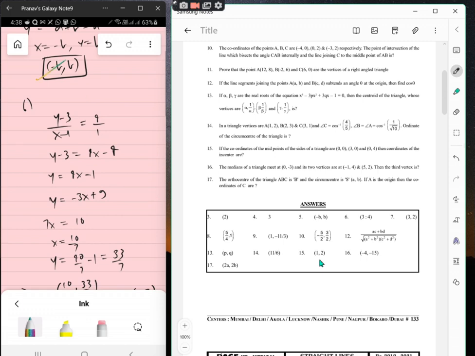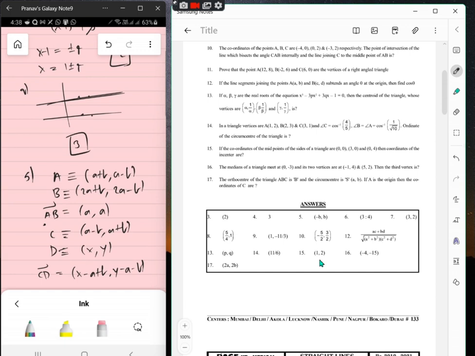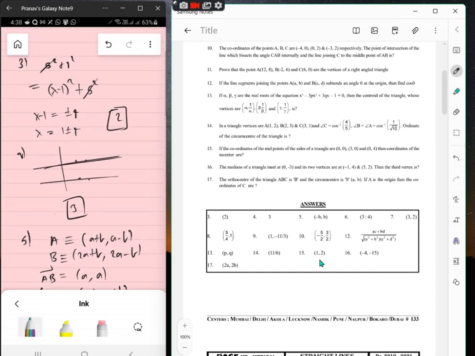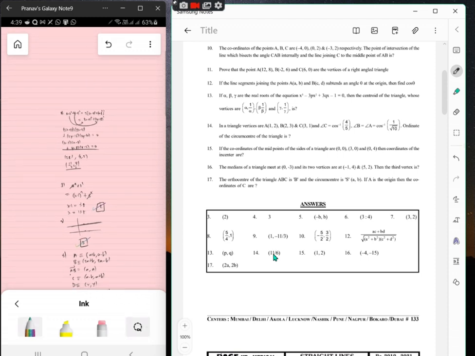Okay. 3 and 2. Okay, so the only thing where we went wrong is this 14th question, right? Okay, just erase everything and let's try again for 14th. Maybe this will work.